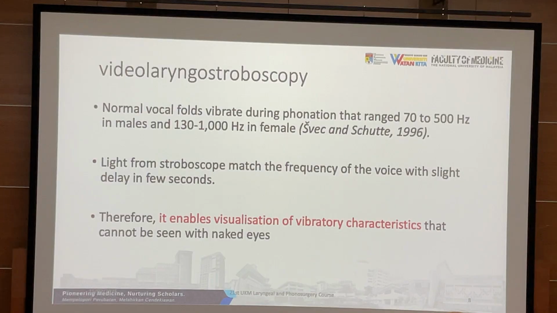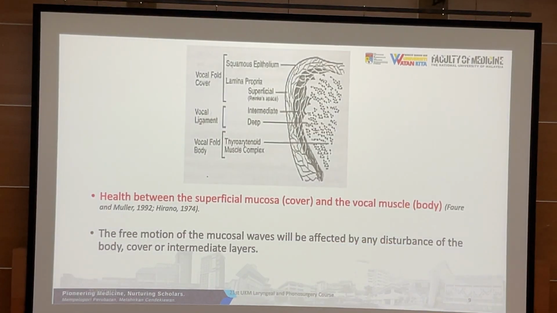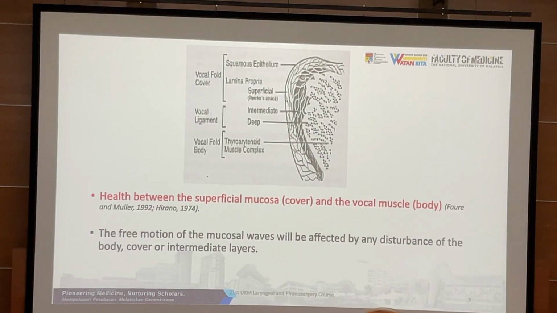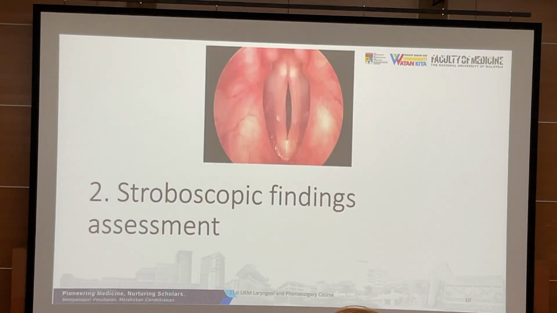So the same principle we use to visualize the mucosal wave or the vibration of the vocal fold. Why is it so important for us to examine the mucosal wave? Because the mucosal wave tells you the health of the vocal fold. Like Miss Nora has mentioned about the body and cover theory, about the pliability of the epithelium and the Reinke's edema, which is dancing on the dancing floor, which is the vocal ligament and the muscle. So any insult at any point of the layers will affect the mucosal wave. That is why it is important for us to examine the mucosal wave.